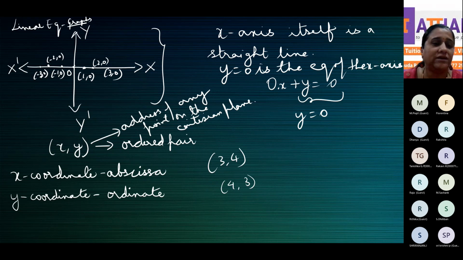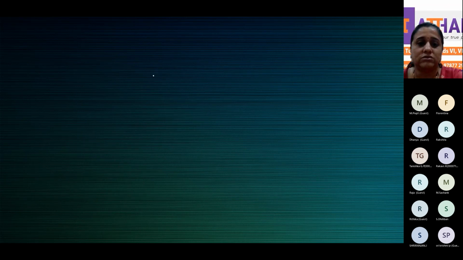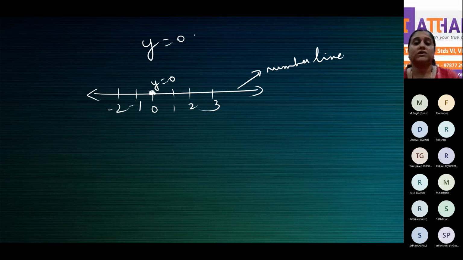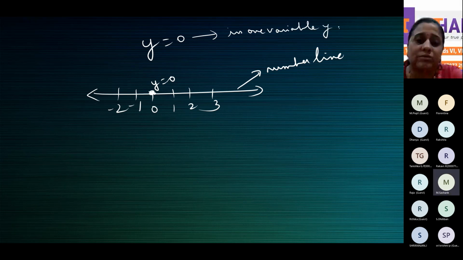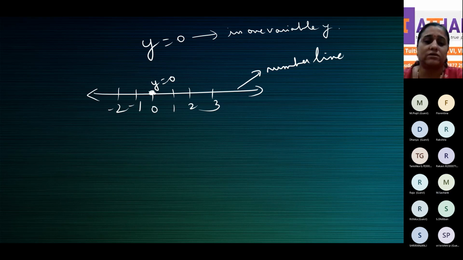Because when you look at this, you will immediately realize that y is always 0. So that's the equation of the x-axis. Y is always 0, and that's why it's the equation of the x-axis. And also this one, children. In one variable y, if you treat this as an equation in one variable y, then it's a point on the number line.